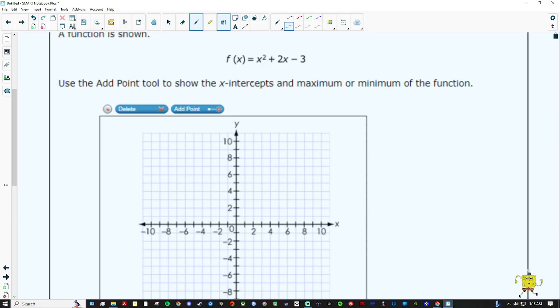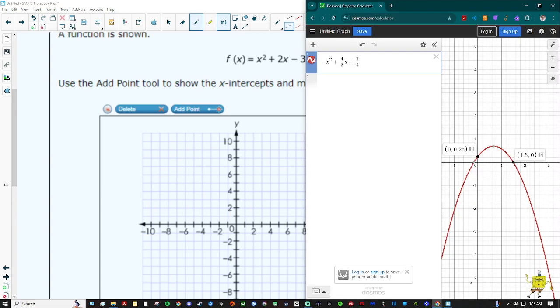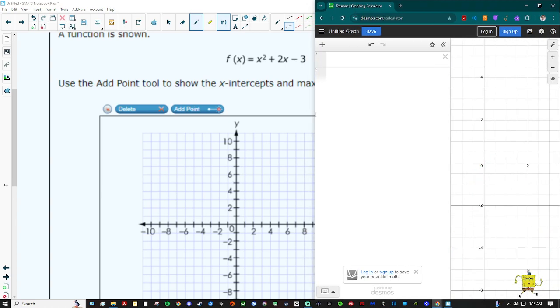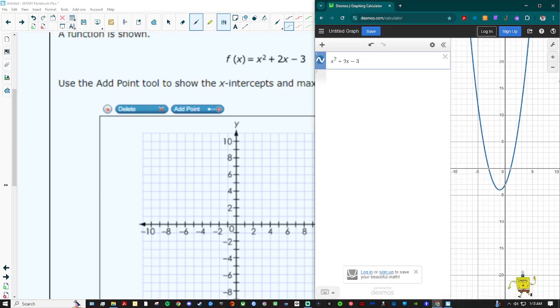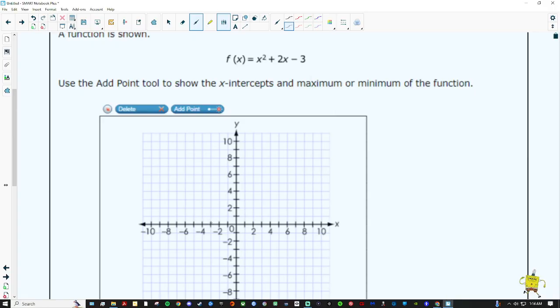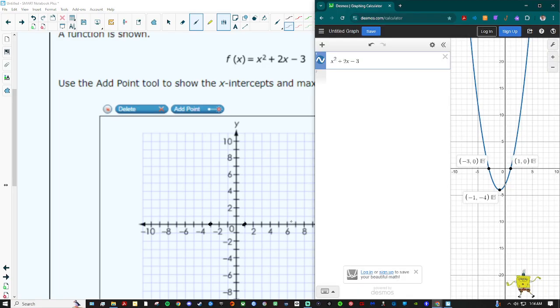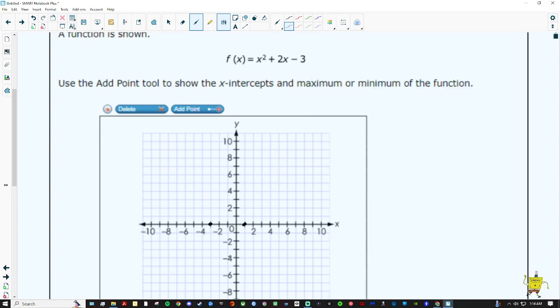Use a point tool to show the x-intercepts and maximum or minimum of the function. Okay, Desmos, here we go. x squared plus 2x minus 3. Here's my graph. Here's my intercepts, negative 3 and 1. And here's my minimum, the negative 3, 0, and 1, 0. And our minimum was at negative 1, negative 4. And there's our quadratic.